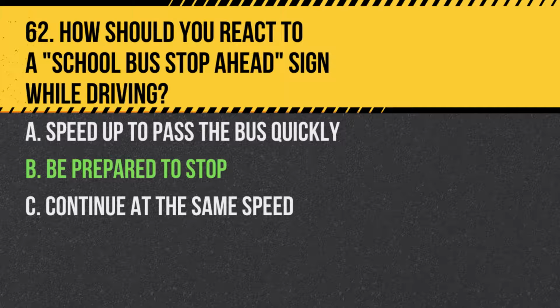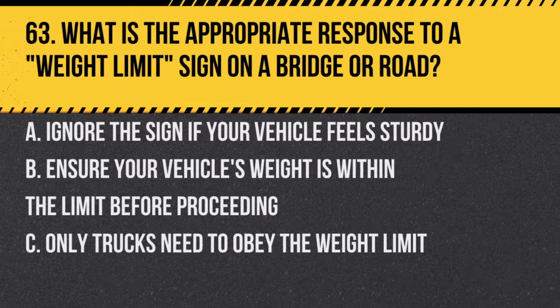Answer: B. Be prepared to stop. When you see a school bus stop ahead sign, be prepared to stop, as a school bus may be loading or unloading children. Question 63. What is the appropriate response to a weight limit sign on a bridge or road? A. Ignore the sign if your vehicle feels sturdy. B. Ensure your vehicle's weight is within the limit before proceeding. C. Only trucks need to obey the weight limit.